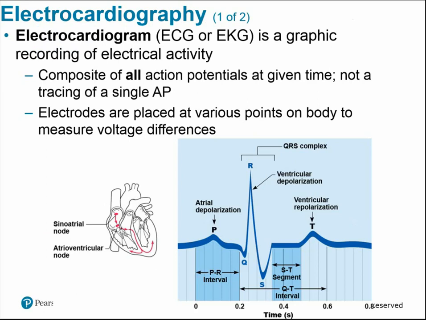We can measure the electrical activity of the heart using an electrocardiogram, or an EKG, ECG. This is essentially a graph of all the action potentials at a given time, not necessarily the tracing of one single action potential, right? So from the beginning to the end of one complete heartbeat. To measure these, electrodes will be placed at various points on the body to measure the changes in voltage as the heart undergoes contraction.